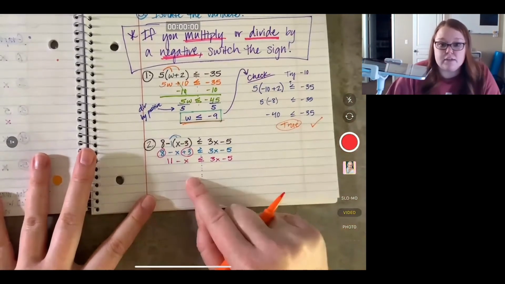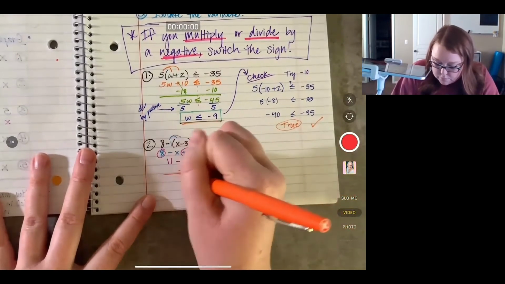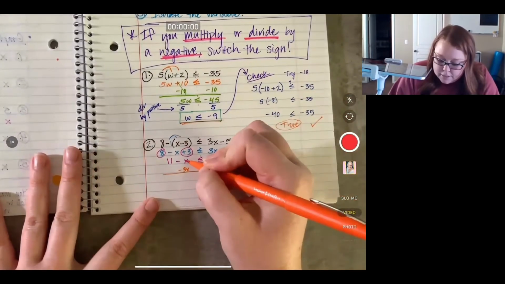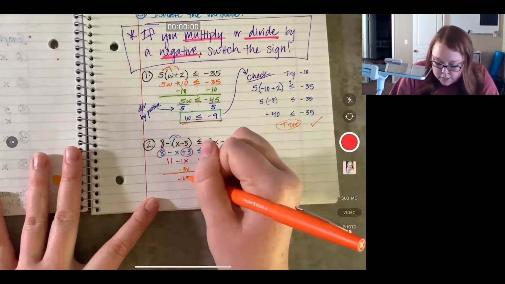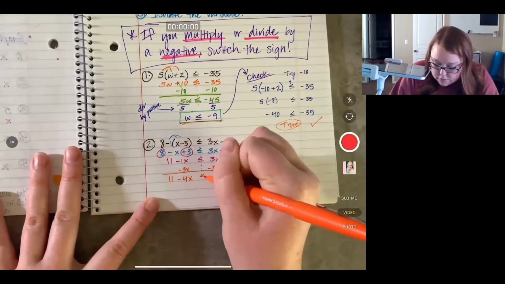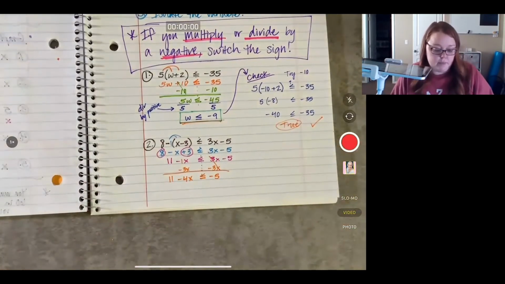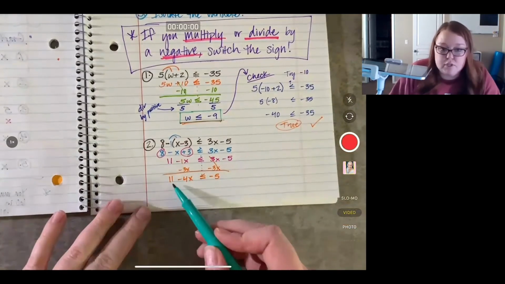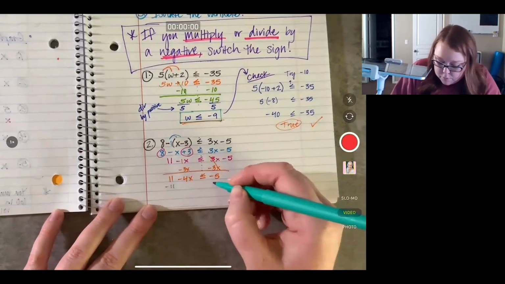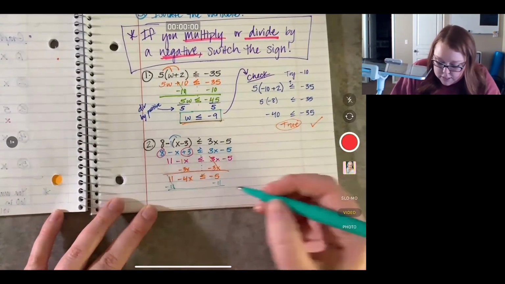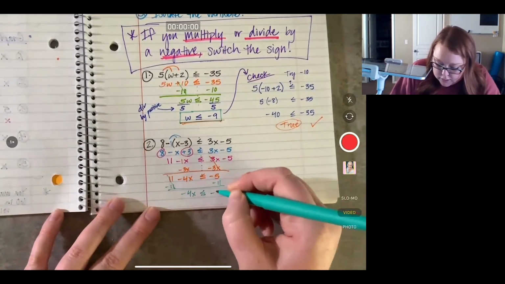I'm going to move this 3x over. Since it's a positive 3x, I'm going to subtract 3x from both sides. Negative x minus 3x. Well, this is like a -1. So -1 minus 3 is -4x. Drop down everything else. Okay. Then I'm going to move the constant to the right-hand side. Since it's a positive 11, I'm going to need to subtract 11 from both sides. 11's cancel. I'm left with -4x is less than or equal to -16.